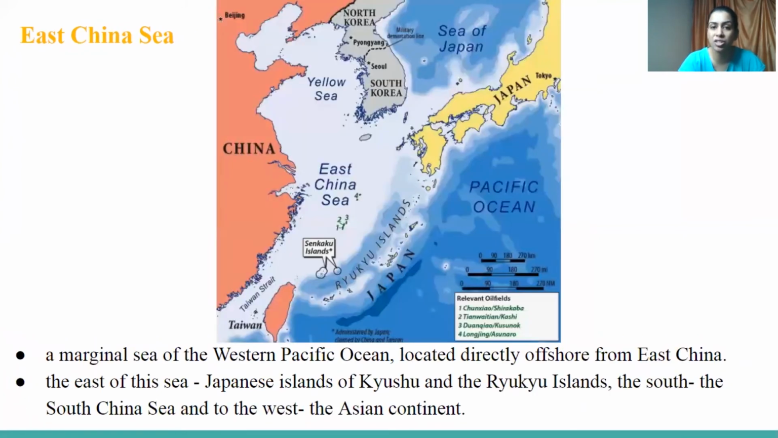The next is East China Sea. So it is a marginal sea of Western Pacific Ocean located directly offshore from East China. To the east of the sea are the Japanese island of Kyushu and Ryukyu Island. To the south is the South China Sea, and to the west is the Asian continent.